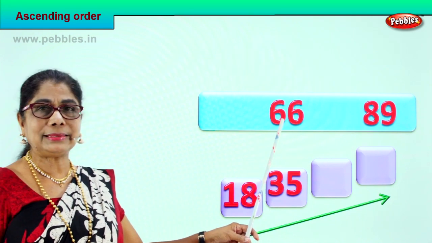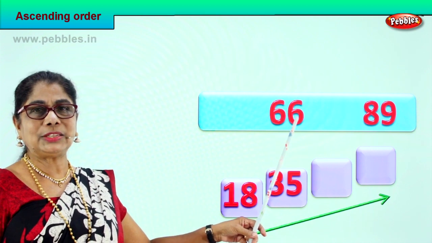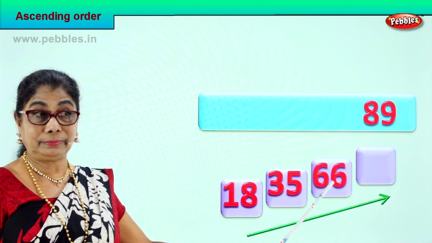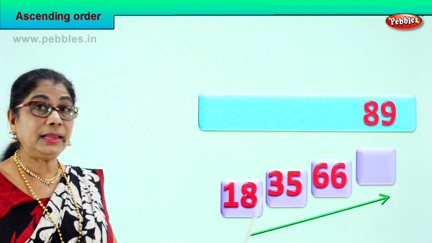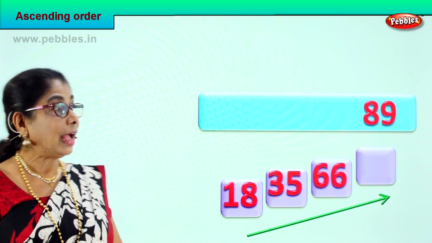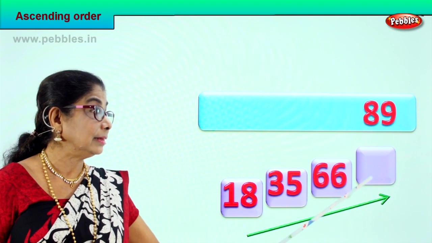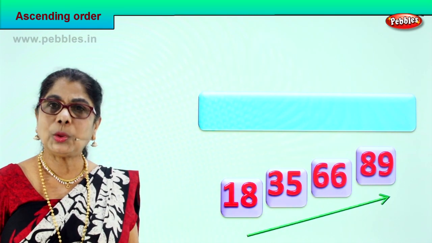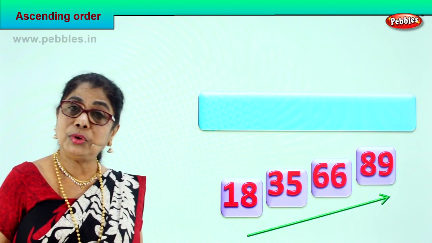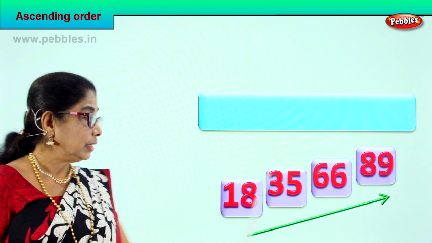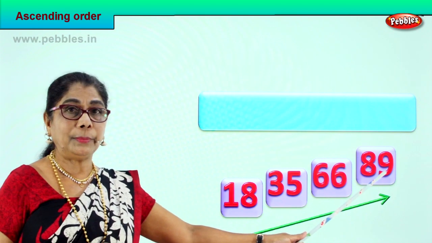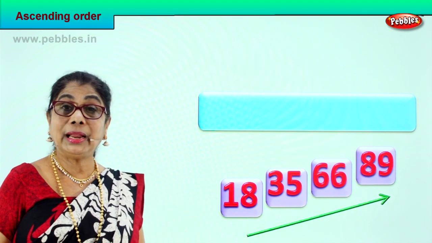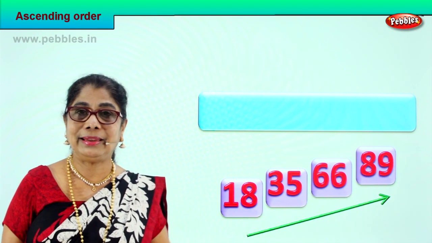Next tens is 6 tens. 6 tens, 6 ones is the next bigger number, and that we bring and put down here. So we have 18, 35, 66. And finally we have 8 tens here. 8 and 9, 89, 8 tens, 9 ones. We put it here. What have we done? We have arranged all the 4 numbers in ascending order. Small one to the big one. 18, 35, 66, 89. All arranged beautifully in ascending order.